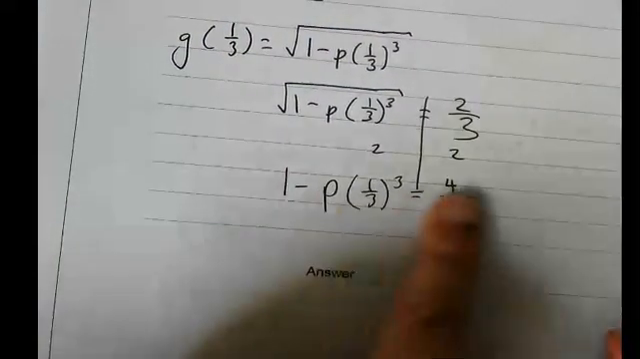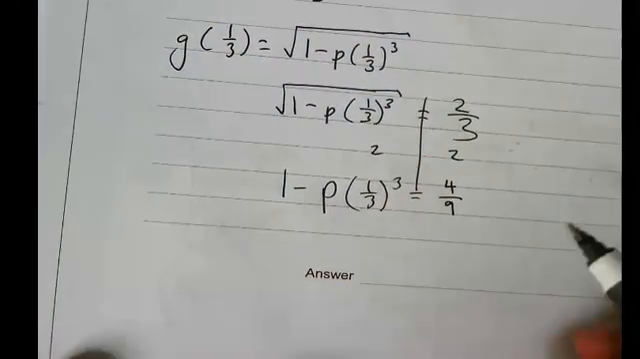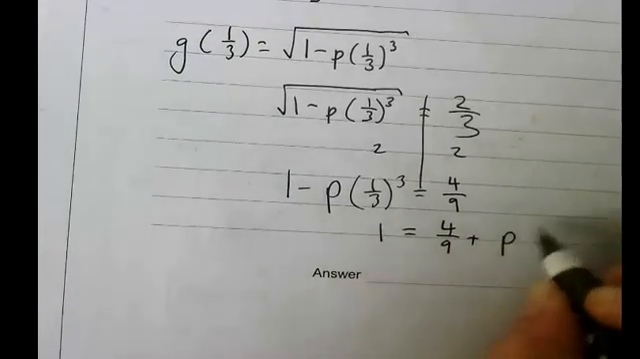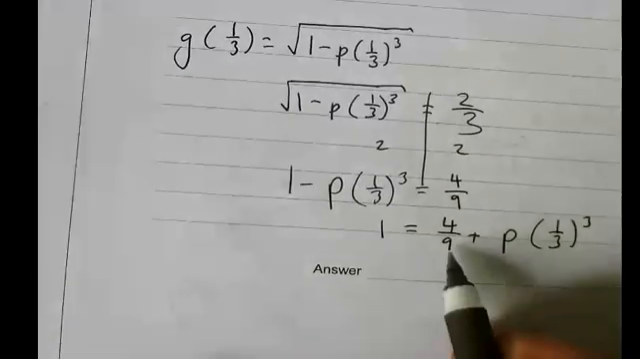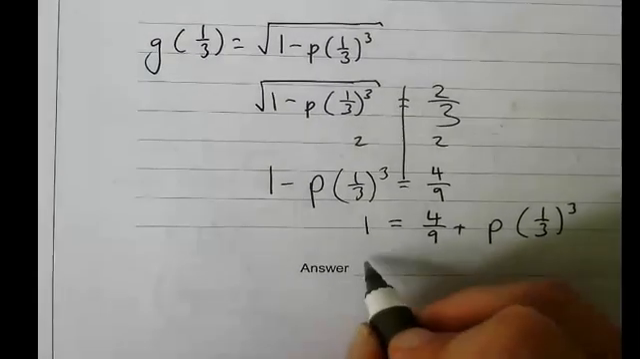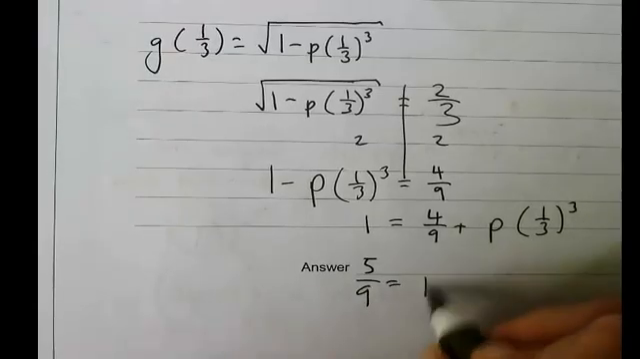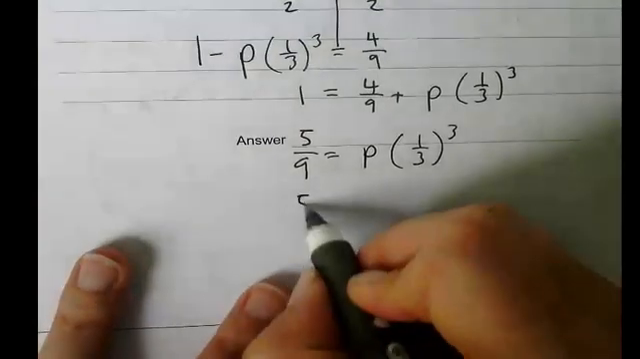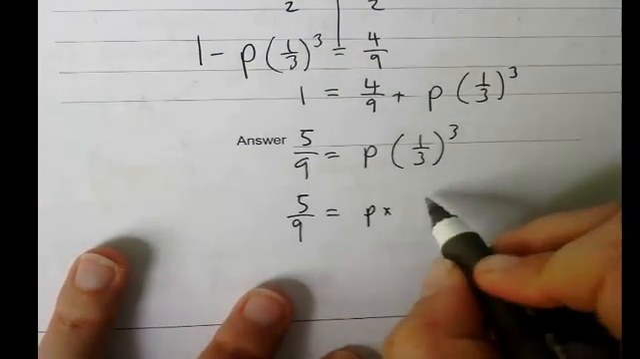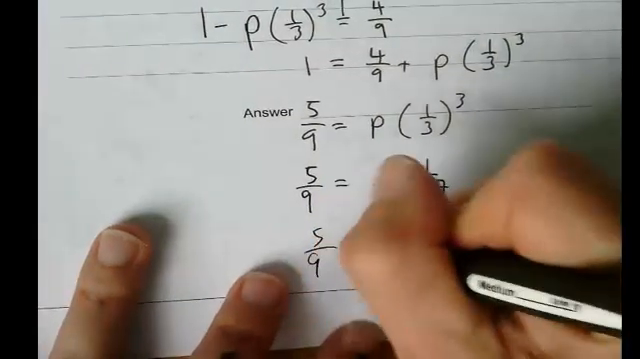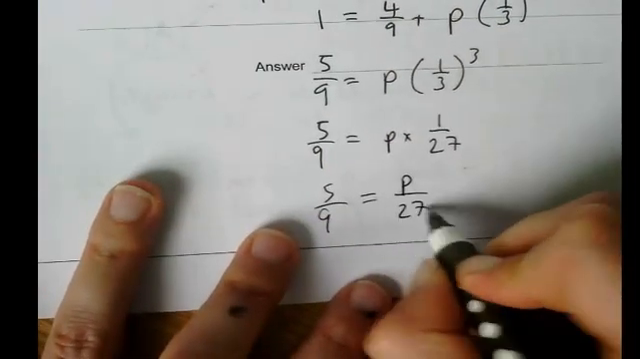I'm then going to add the p times a third cubed onto the right hand side. So I've got 1 is equal to 4/9 plus p times a third cubed, and then subtract 4/9 on both sides. 1 subtract 4/9 is going to give me 5/9. So 5/9 is equal to p times 1/3 cubed. I'm going to cube this fraction now. So 5/9 is equal to p times 1 over 27. So 5/9 is equal to p over 27.